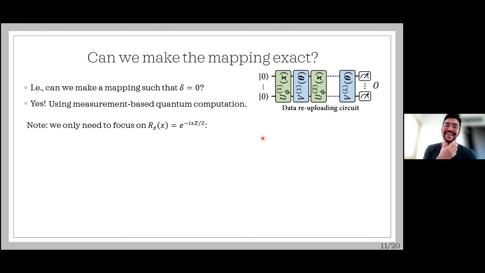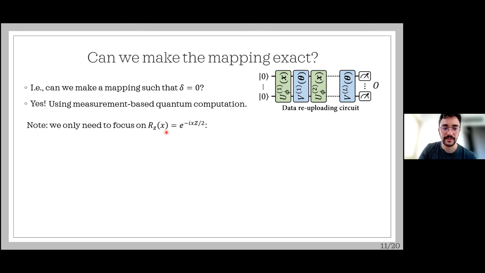So the idea is basically to use gate teleportation to gate teleport the encoding gates in the circuit. But first of all, I just wanted to mention that there is a small hack that we can do first, that makes us only consider encoding gates that are just R0 rotations, and nothing else.